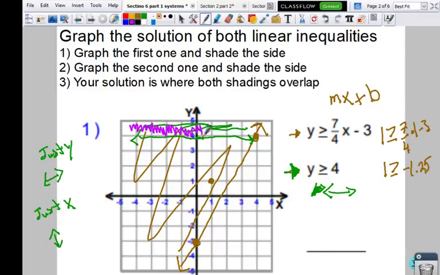So what I want you guys to do is shade this part extra dark. That is your final answer. So shade it extra dark. So do a little bit of shading on the first and the second. And once you figure out where both pieces cross each other, shade that extra dark. And that piece right there is our answer.